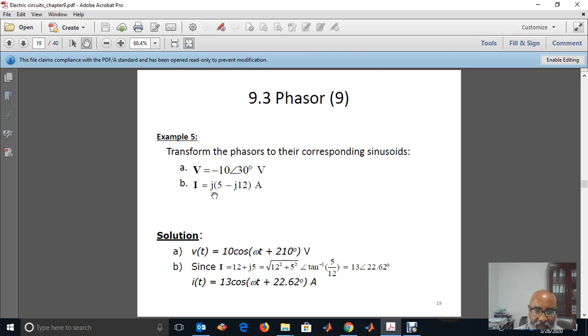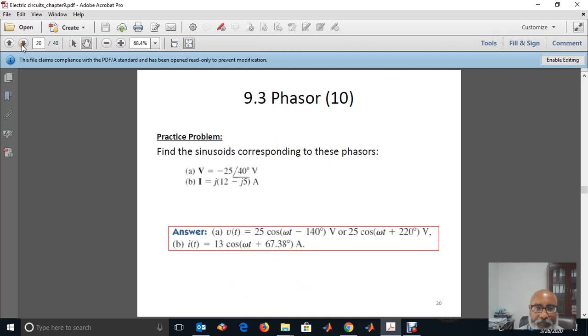And for this one, first we need to multiply j times 5, which gives 5j, and j times minus j gives 12. So 12 plus j5, and we take the magnitude and the angle, and we have this. We can change this to the time domain: 13 cos(omega t plus 22.62 degrees). Now, find the sinusoid corresponding to these phasors. This is a practice problem. It's very easy. Again, you use the previous method and you can get the answer. You can check by yourself.